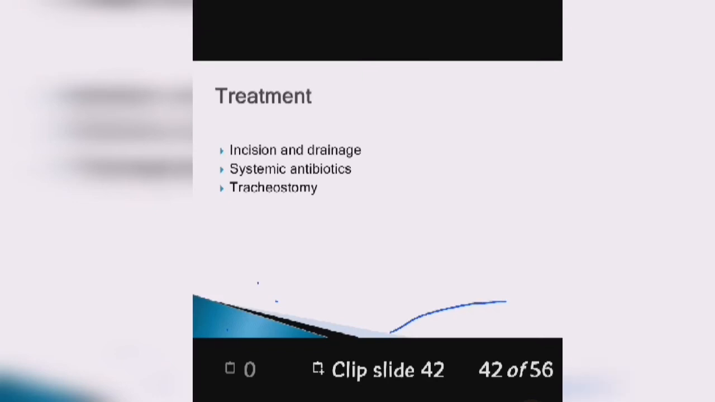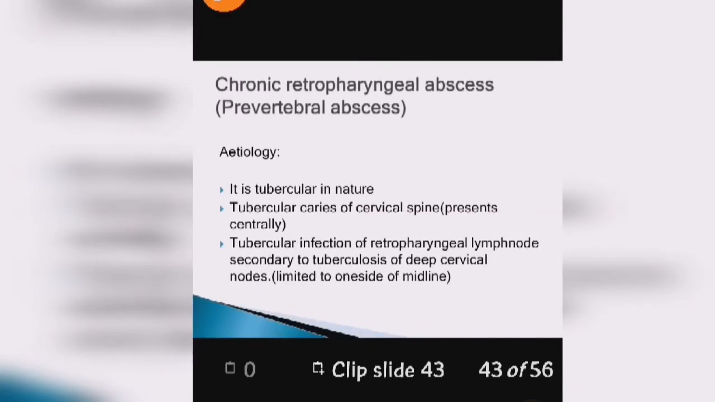Now talking about the chronic retropharyngeal abscess, it is known as the perivertebral abscess as well. It is tubercular in nature. It is due to tuberculosis of the cervical spine, and it presents centrally. It is a tubercular infection of the retropharyngeal lymph node secondary to tuberculosis of the deep cervical lymph nodes, limited to one side of the midline.